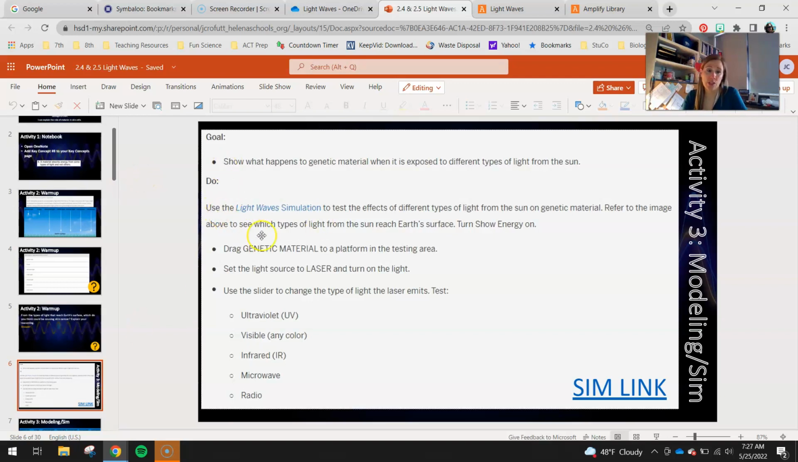Okay, so your do now is use the light wave sim to test the effects of different types of light from the sun on genetic material. Refer to the image above to see which types of light from the sun reach Earth's surface. Turn the show energy on.